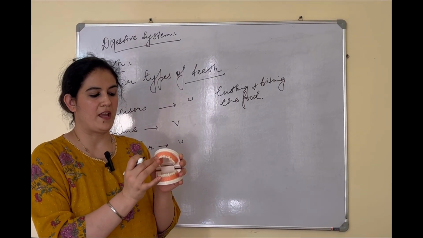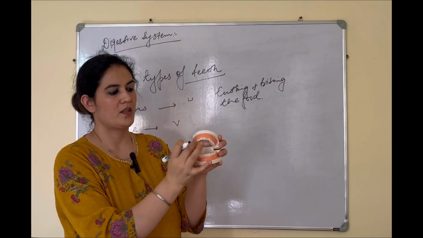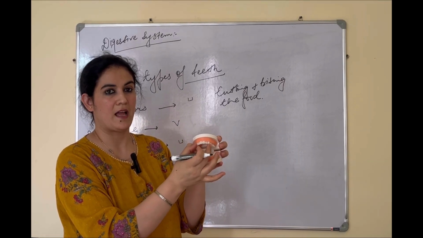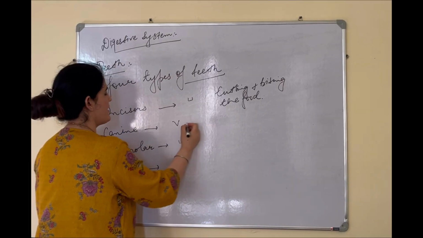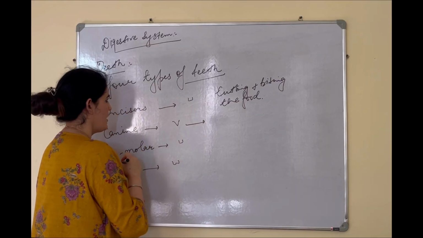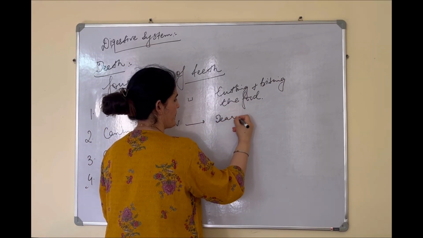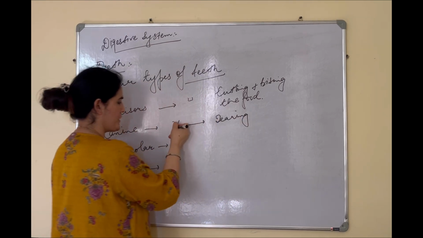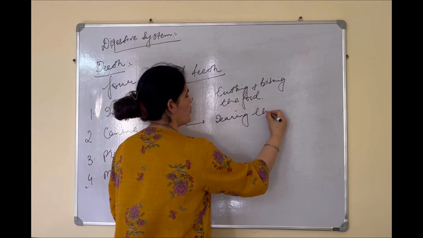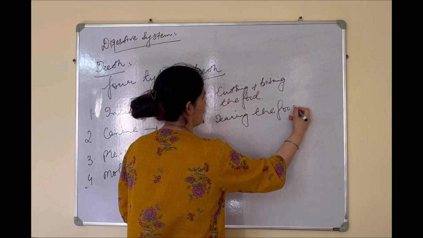And then we have canines. Canines are here on the sides. Canines are used for tearing the food. These are sharp, chisel shaped. So they are used for tearing the food.